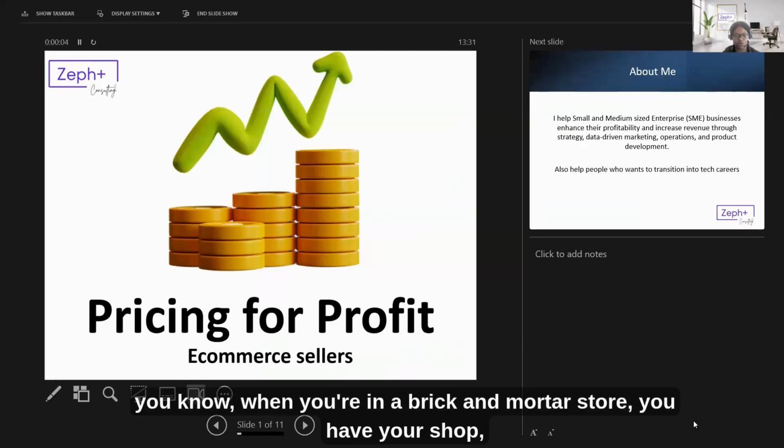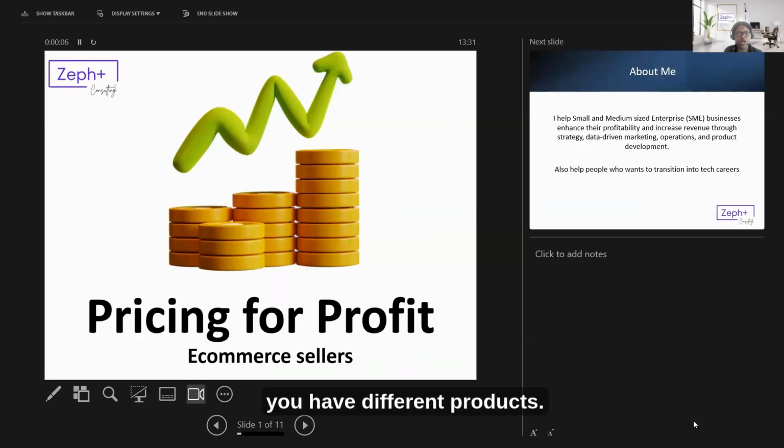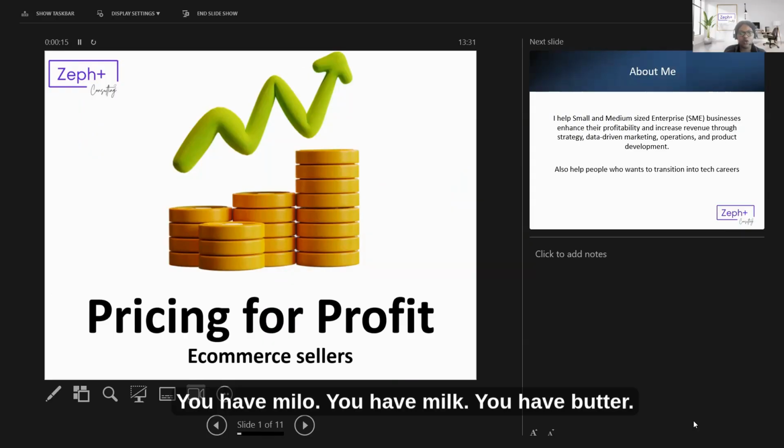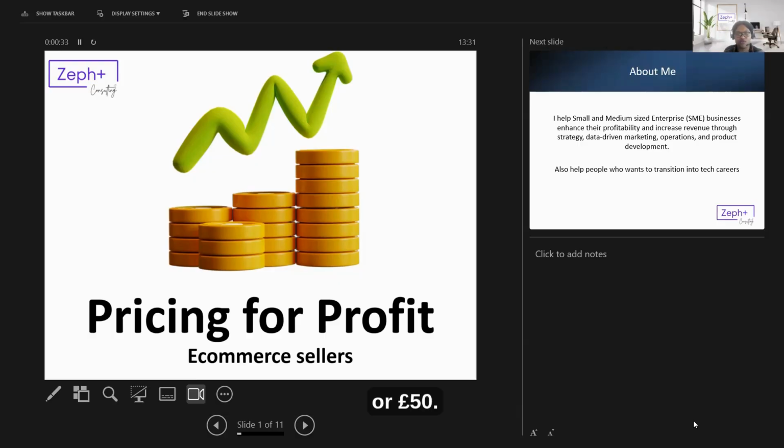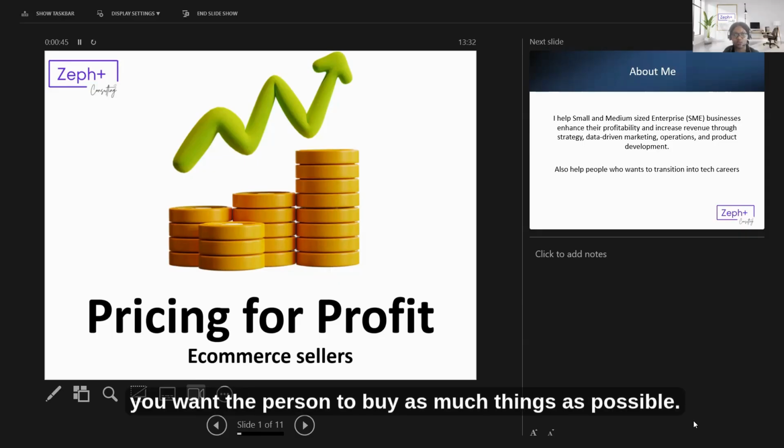When you have a product in a shop, where you're a brick and mortar store, you stock up your shop with different products. Let's say, for example, you're into grocery, you have Milo, milk, butter, eggs. By the time somebody walks into your shop, he buys different things. By the time he's walking out of the shop, maybe he's already purchased something worth $50 or £50. That's what we call average order value. For someone who runs a shop, that works for you because when somebody walks into your shop, you want the person to buy as many things as possible.